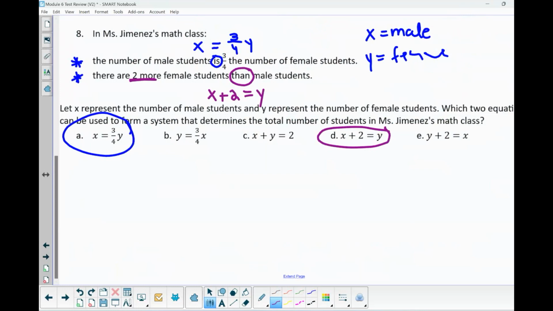In this problem, you want to look for keywords, things like is, than, more. We know this means plus, and so forth. So you want to make sure you see your keywords.